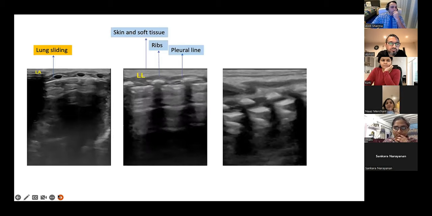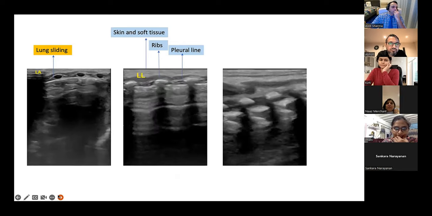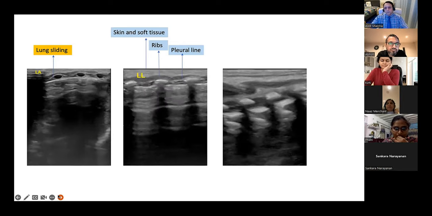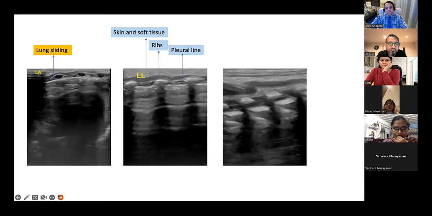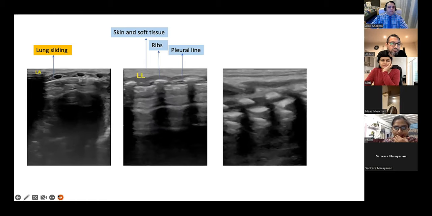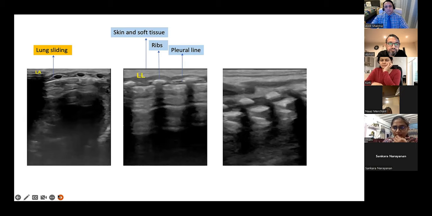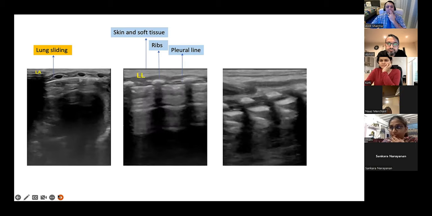Because I have a linear probe, I couldn't really divide the chest into upper anterior and lower anterior. It covered more or less the entire length altogether. So the first one is left anterior. I think that's the lung sliding, which I have marked. On the left lateral, it's the ribs, the pleural line, and the skin and soft tissue. I have placed left posterior here just to make it uniform, but I think my depth could have been more because there's just more of the superficial part visible on this one.